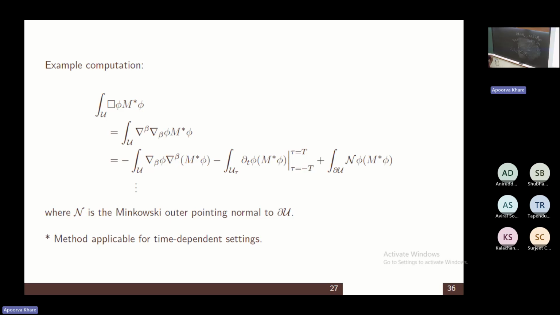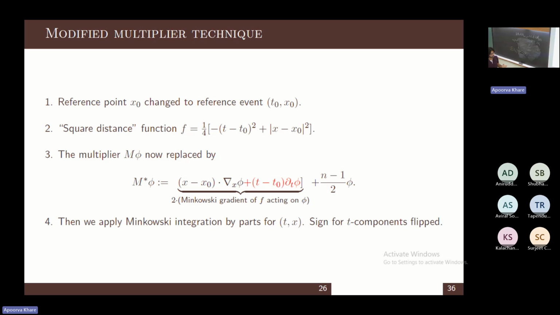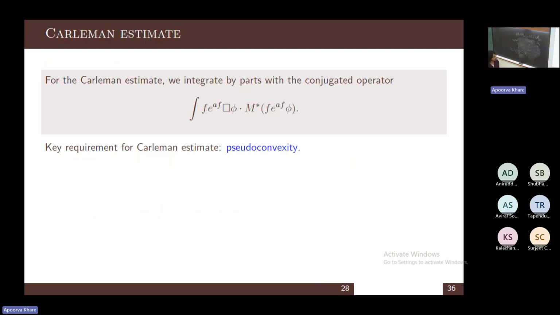And why are we doing this? Because this method is applicable for time dependent settings. Of course, we are trying to do Carleman estimates, which are kind of weighted integral estimates. So just taking this type of multiplier is not enough. What we actually take is something like this.